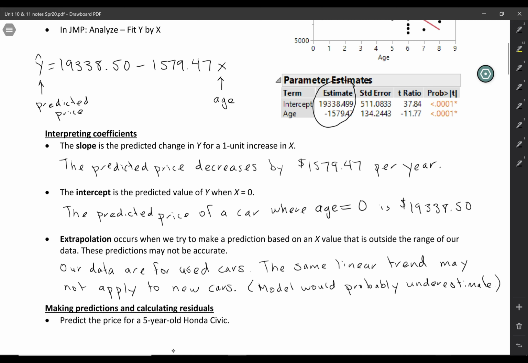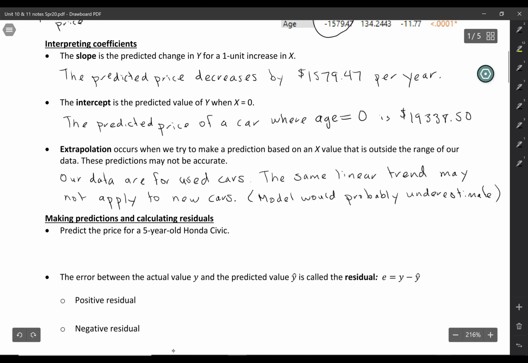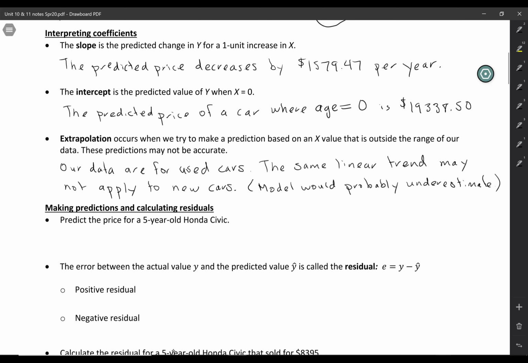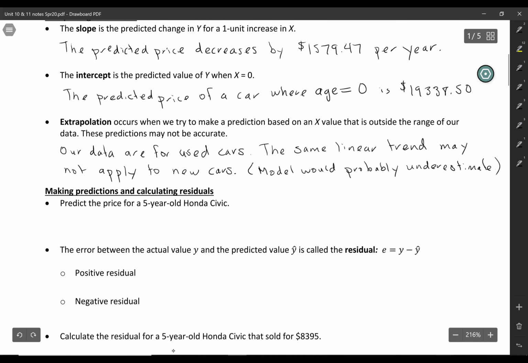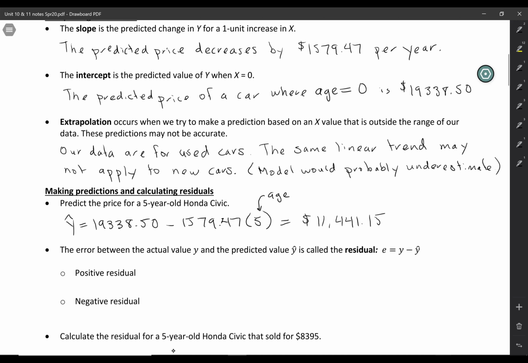Okay, so we've interpreted the coefficients. Let's actually use this to make some predictions. So if we wanted to predict the price for a 5-year-old Honda Civic, all we have to do is just plug into that equation. So y hat is our predicted price, 19,338.50 is the intercept, 1,579.47 is the slope, and I'm just plugging in 5 because this is a 5-year-old car, so I'm just plugging in age here. And I get my predicted price is $11,441.15. So that's the predicted price for a 5-year-old Honda Civic.